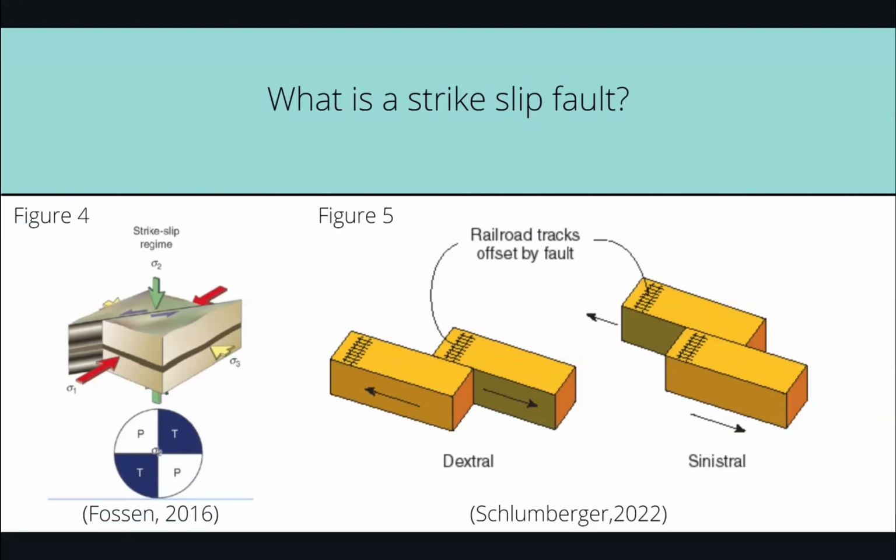We can also consider a strike-slip fault's orientation, which is whether it is sinistral or dextral. Sinistral refers to left-lateral movement, and dextral refers to right-lateral movement, shown by figure 5.